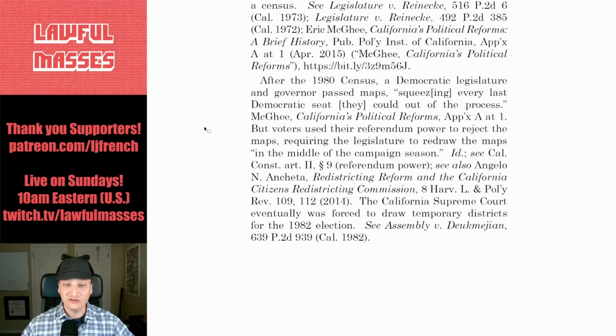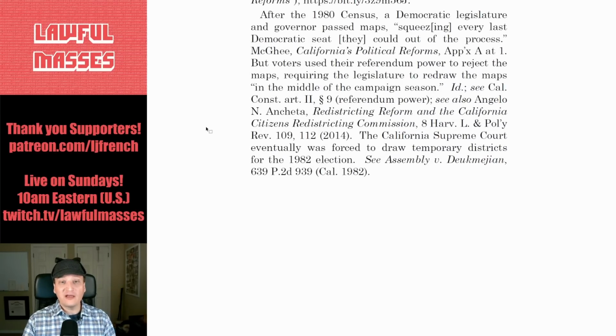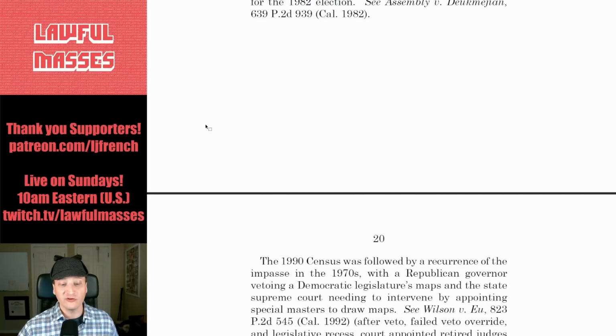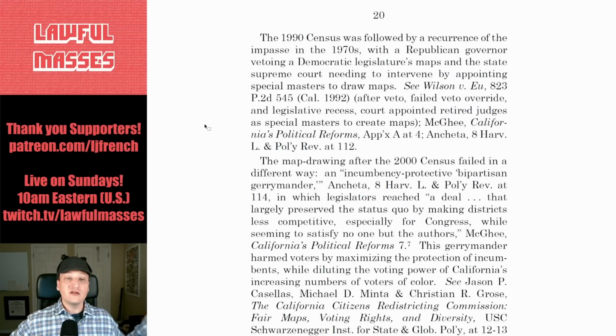After the 1980 census, a Democratic legislature and governor passed maps squeezing every last Democratic seat they could out of the process. But voters used their referendum power to reject the maps, requiring the legislature to redraw the maps in the middle of the campaign season. The California Supreme Court eventually was forced to draw temporary districts for the 1982 election.